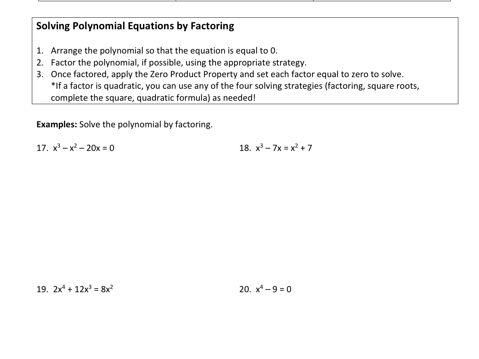So I think I gave you a couple that had to be factored in 5.1. So we're basically doing that again. We're just revisiting it, okay? So steps here. 1, make sure you arrange it so that it's equal to 0. 2, factor it using the appropriate strategy. Use your flowchart to help you think about what to do. Once it's factored, you just set your factors equal to 0.